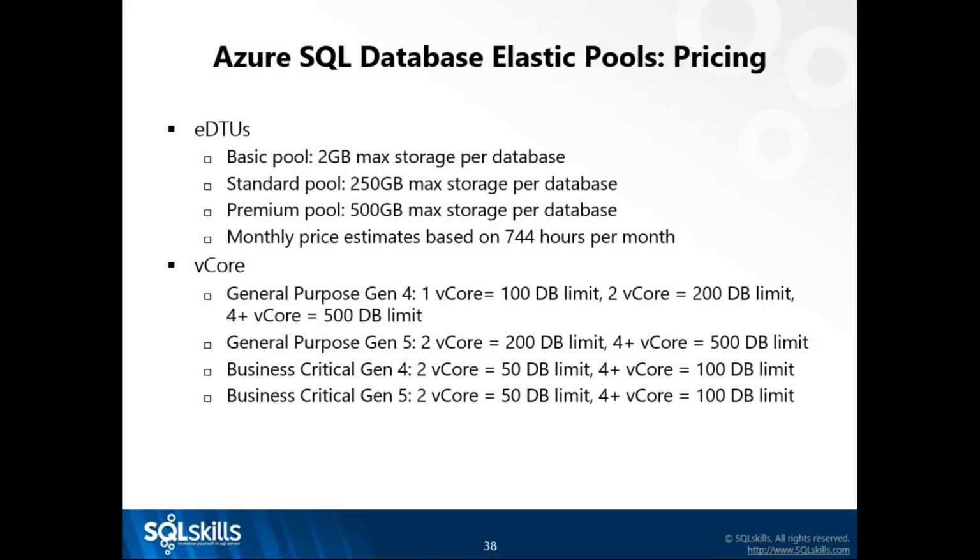And then vCore. For general purpose, we have Gen 4 and Gen 5, and for business critical, Gen 4 and Gen 5. One vCore has a 100 database limit in Gen 4. Two vCore is a 200 database limit. Four vCore and up is 500 databases. Your general purpose Gen 5 is two vCore, 200, and four and up the same. You don't have a one vCore in Gen 5. Your business critical Gen 4, Gen 5, two vCore is a 50 database limit. Four vCore and up is a 100 database limit.